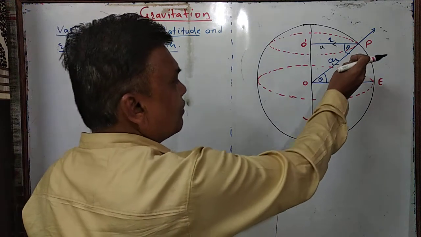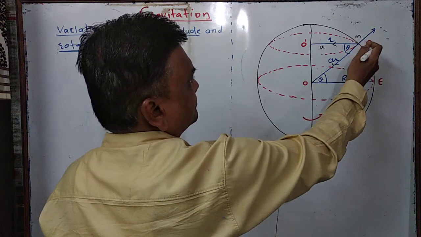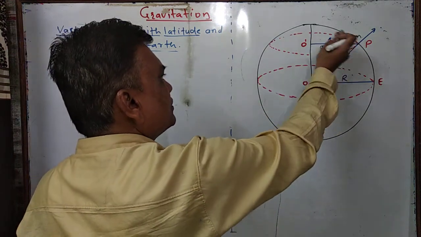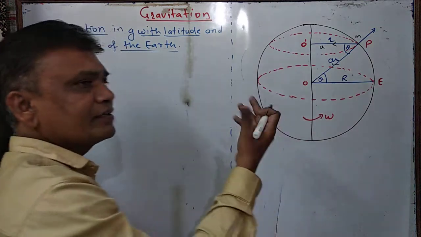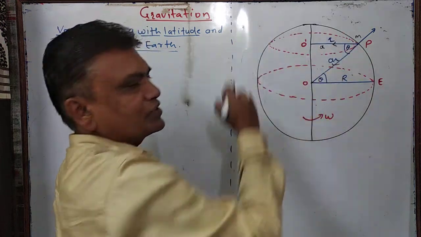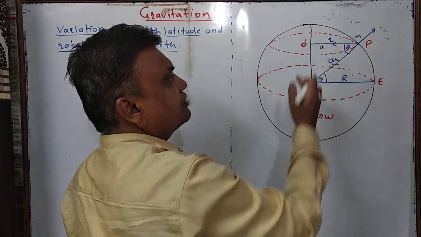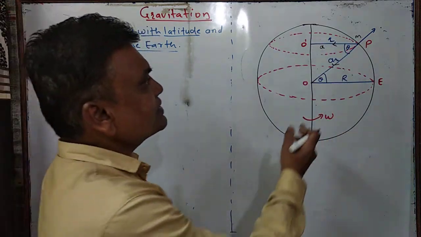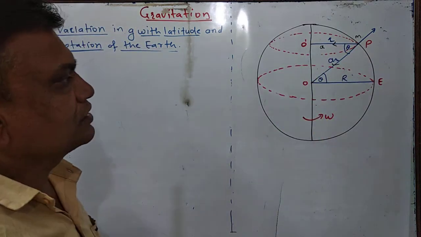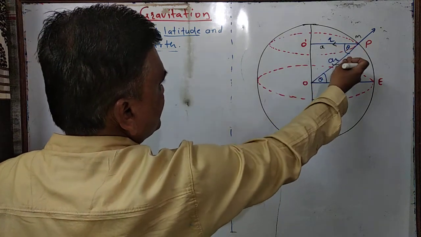So here we have considered a body of mass small m at P on the Earth's surface, and as the Earth rotates, the object rotates about the polar axis. As the particle moves in a circular path, there is an acceleration towards the center. It is always towards the center, and this is the centripetal force.